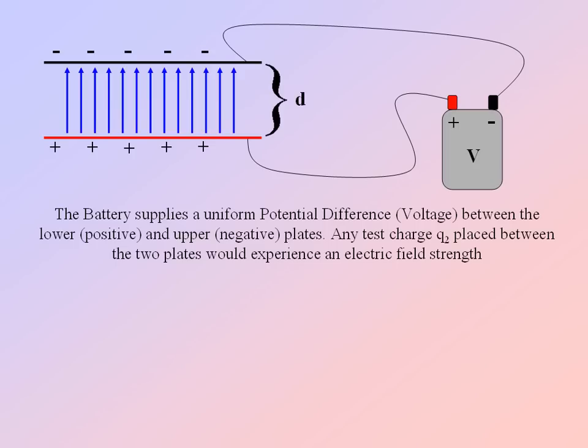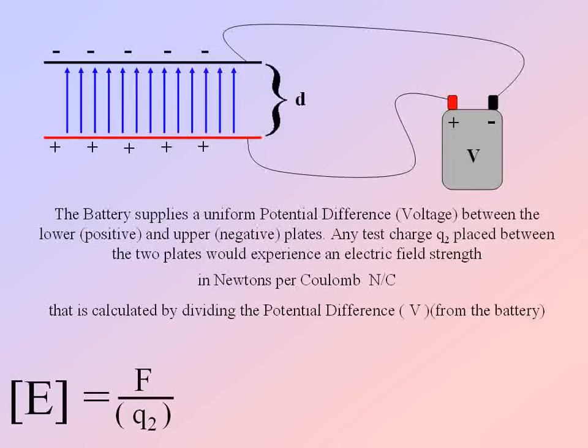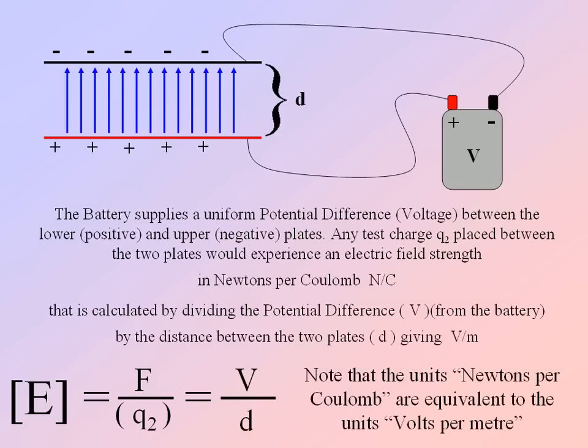Any test charge placed between these two plates would experience an electric field strength, E, in newtons per coulomb, that can be calculated by dividing the potential difference from the battery by the distance between the two plates, giving us volts per meter. Note that the units newtons per coulomb are equivalent to the units volts per meter.